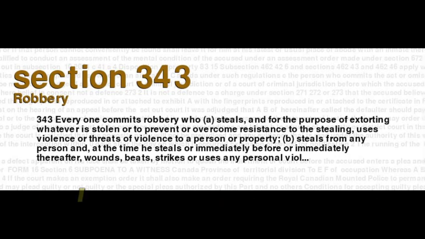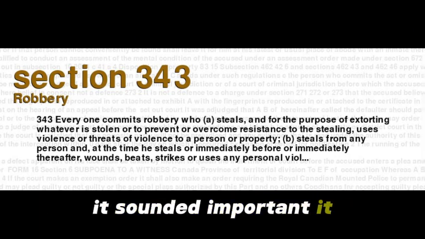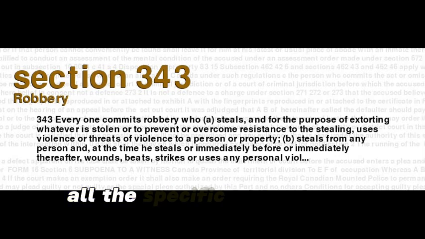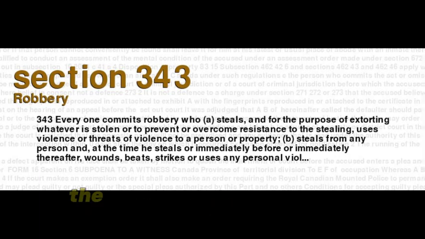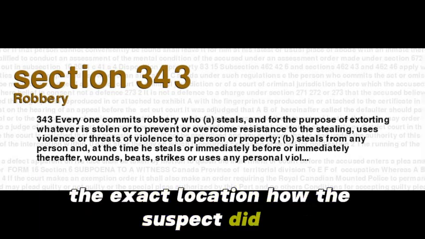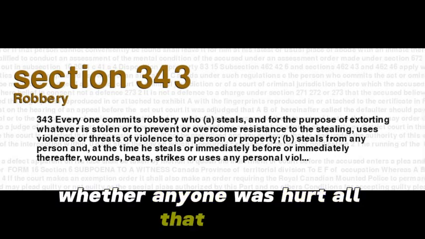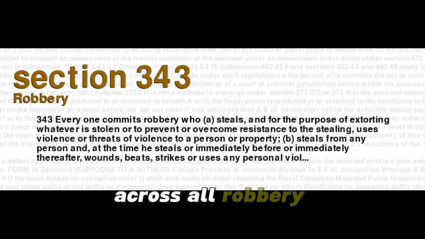Speaking of the training manual, I was really interested in something you mentioned earlier about the person's offenses details page in their reporting system. Can you tell us more about that? It sounded important. It is. It's basically a form that investigators use to record all the specific details of a robbery. Things like the date and time, the exact location, how the suspect did it, a description of any weapons involved, whether anyone was hurt, all that stuff. So it's like a checklist to make sure they don't miss anything. Exactly. It helps keep things consistent across all robbery investigations.